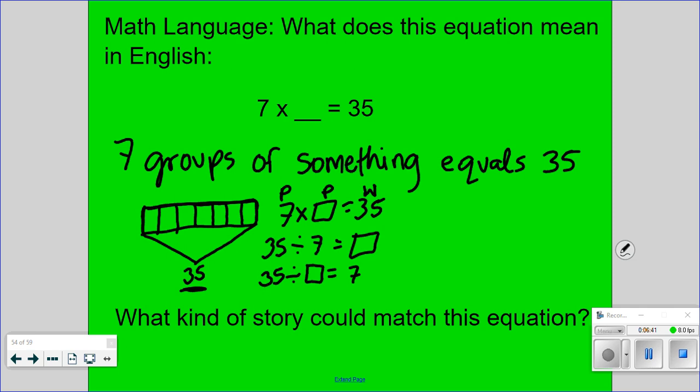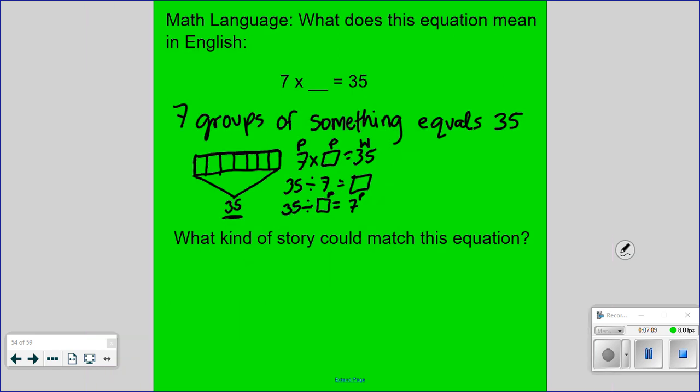Yes, you can, because these are both parts. So because they're parts, I can switch them, and it's okay. Now, 35 divided by box, is that going to be super helpful? No, probably not. But is that an equation that you could make? Yes. It's just not going to be a particularly helpful equation. Now we're going to get a little trickier. What kind of stories can we go with that? We are doing it with 7 groups of something equals 35. Hold on, so we don't say 5. Nope.